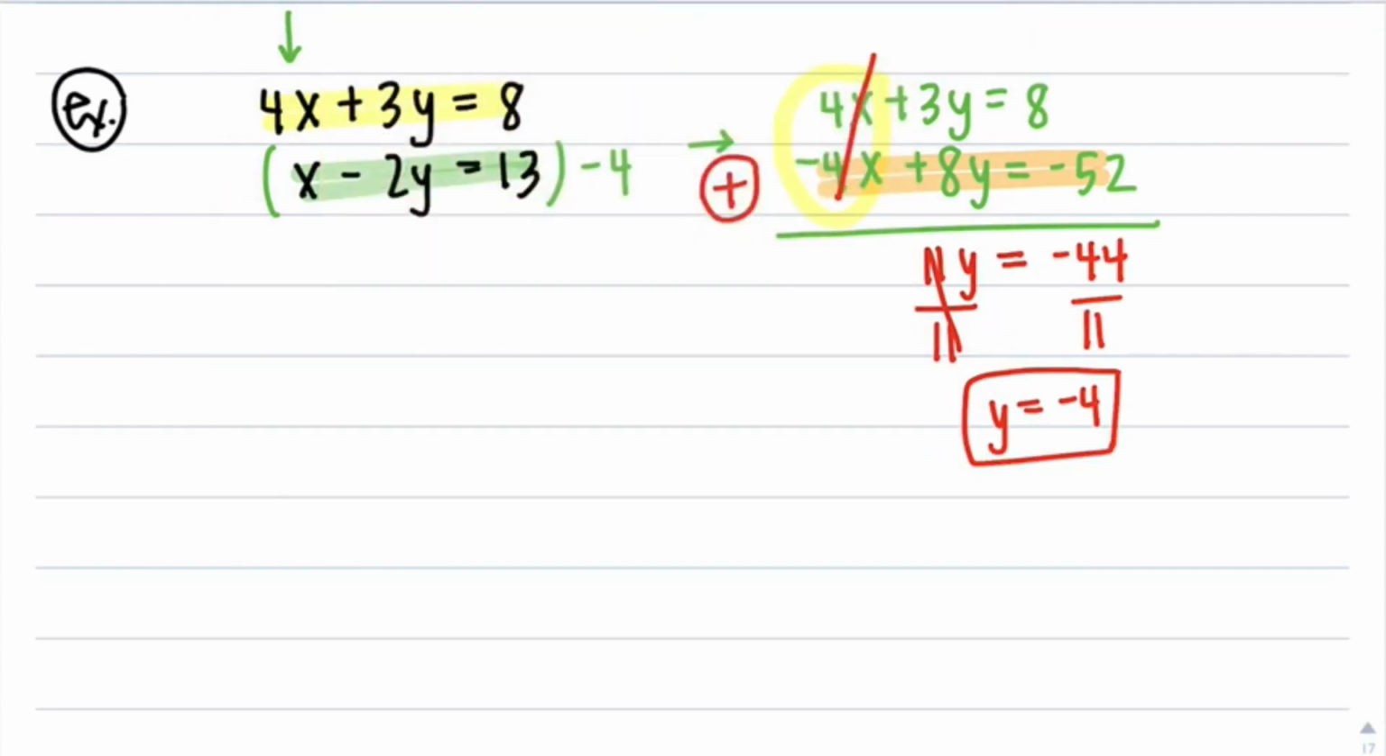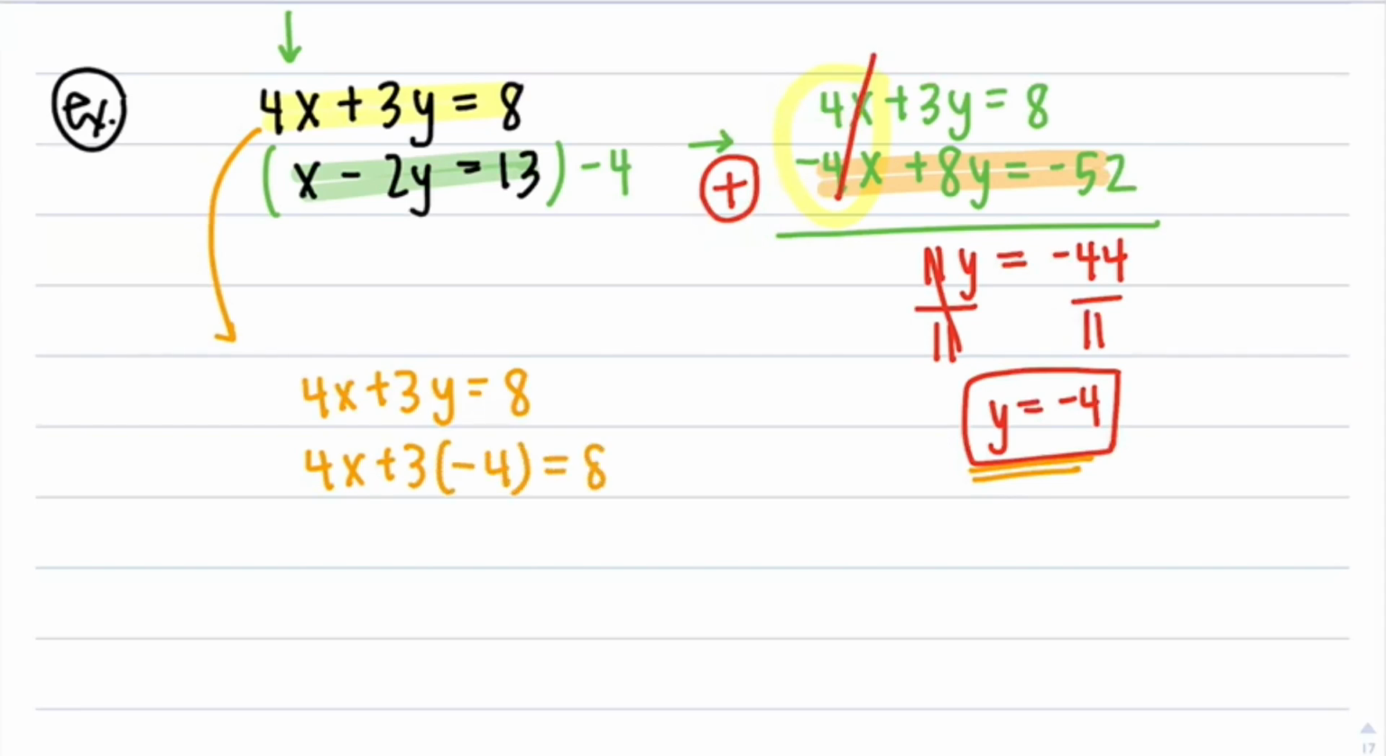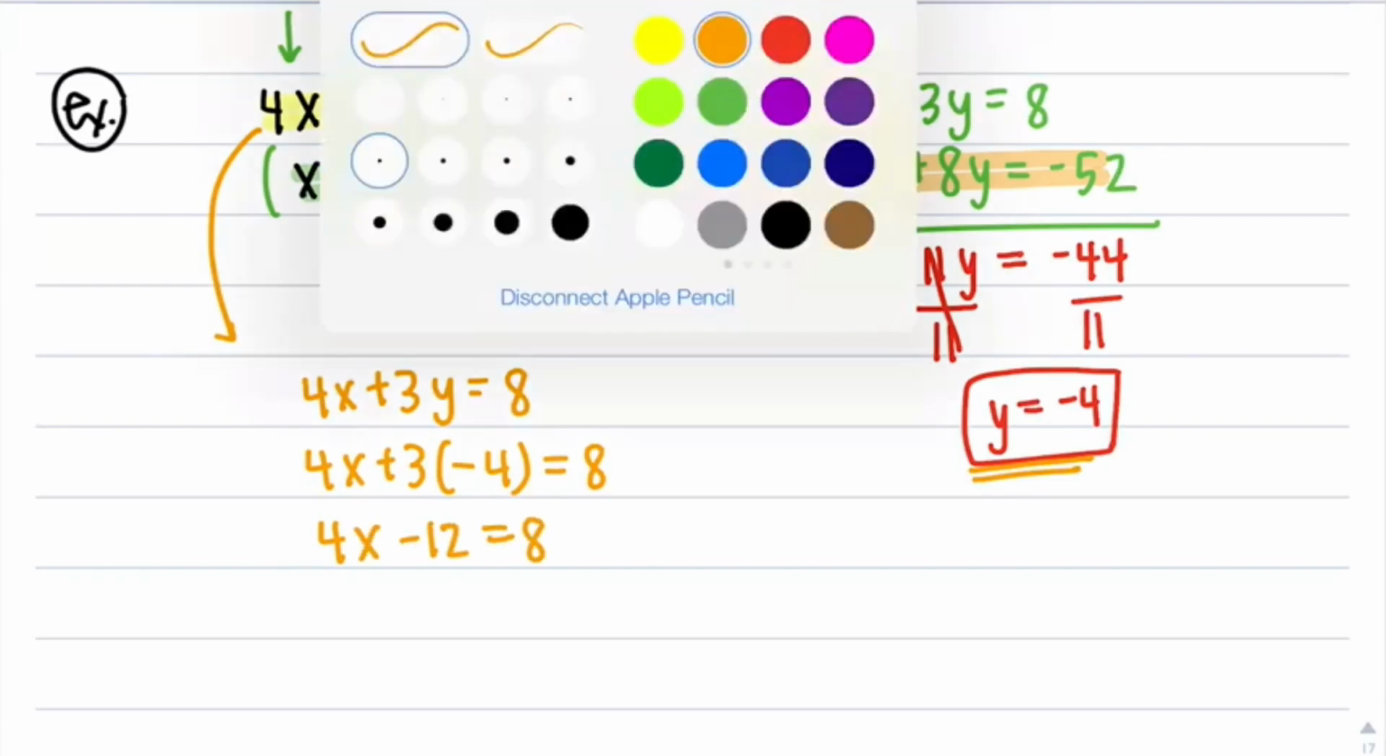I'm going to go ahead and pick the first equation though, just because it looks the easiest to plug back into. So 4x plus 3y is equal to 8. I'm going to plug in my y equals negative 4. So 4x plus 3 times negative 4 is equal to 8. 4x minus 12 is equal to 8.